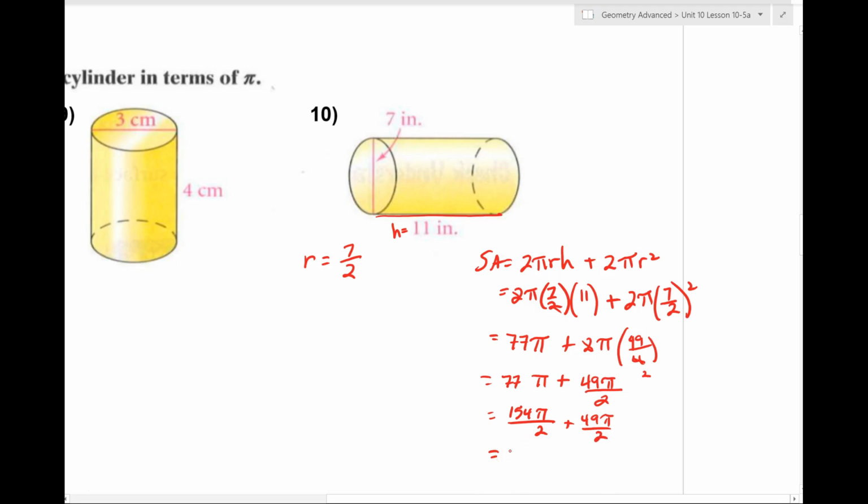Then I just add 154 plus 49. That ends up giving us, what do we get here, guys? 203 pi all over 2, and that would be in square inches. So that would be your surface area for that cylinder.